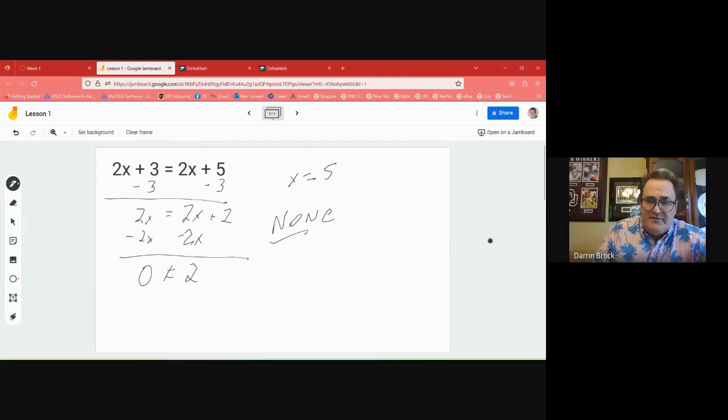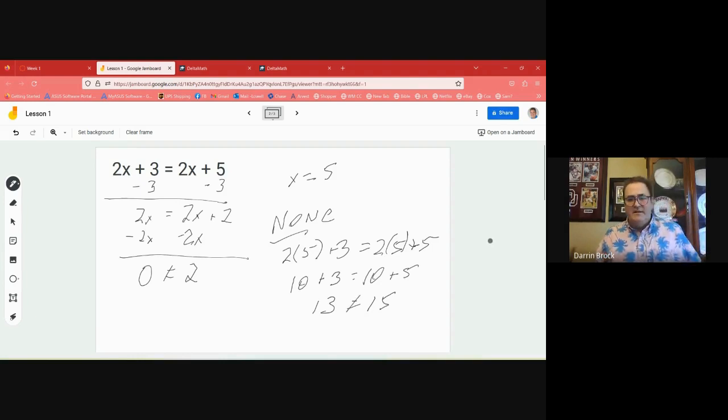So let's try 5. 2 times 5 plus 3 equals 2 times (5 plus 5). 2 times 5 is 10, plus 3 equals 2 times 5 is 10, plus 5. 10 plus 3 is 13. 10 plus 5 is 15. 13 does not equal 15. That is not a solution.